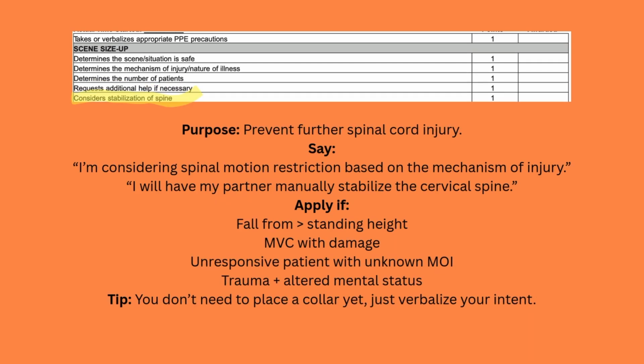Now we are going to consider spinal stabilization. This is to prevent further spinal cord injury. So say I'm considering spinal motion restriction based on the mechanism of injury. I will have my partner manually stabilize it, but you do not need to use a C-collar at this time. If there is any injury that the spine could be potentially injured, use spinal immobilization to prevent further injury.